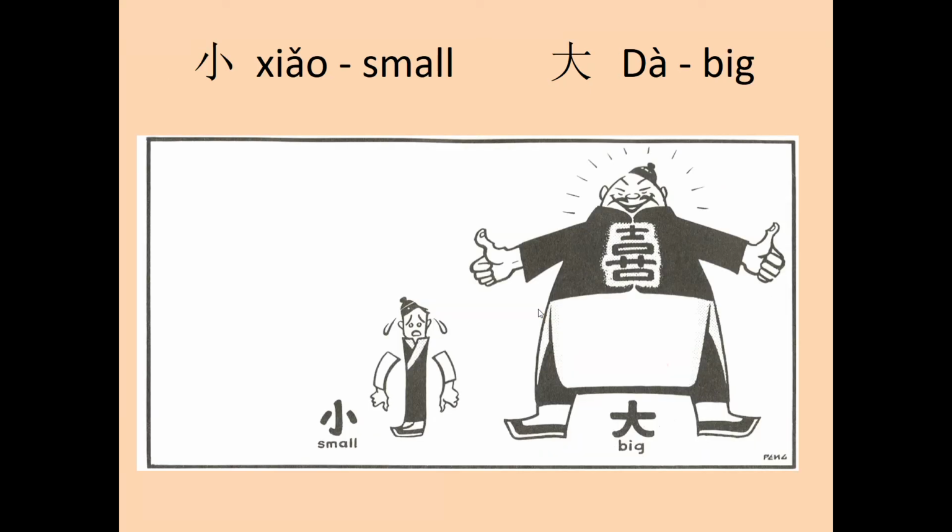The next two characters are xiao for small and da for big. And da is the person radical with his arms out, indicating big. And xiao is a person with their legs together and their arms down, indicating small.